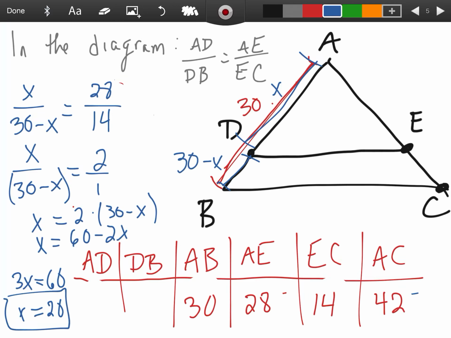Now it's a matter of filling in the chart. What did x represent? X represented my length of AD. So I know that AD is equal to 20. And then DB was 30 minus x. So 30 minus 20 tells me DB is 10.